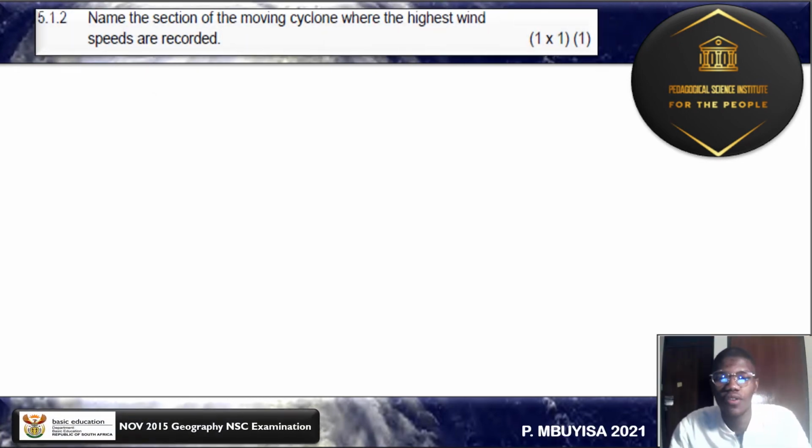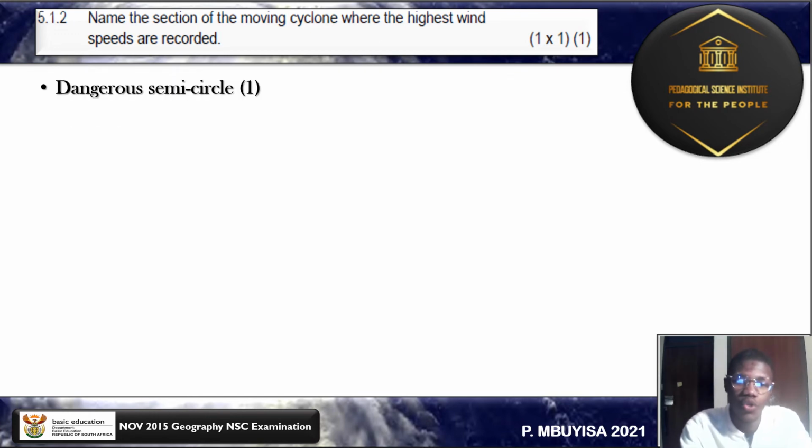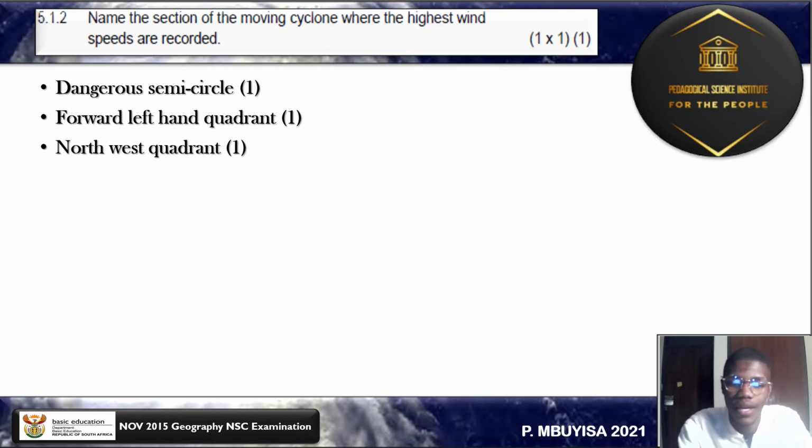Name the section of the moving cyclone where the highest wind speeds are recorded. So we know that the highest wind speeds are recorded where? In the dangerous semicircle, or in the first quadrant or first vortex, where your dangerous semicircle is found, or you can just say it is in the northwestern side of the cyclone. So that's why you have your highest winds.